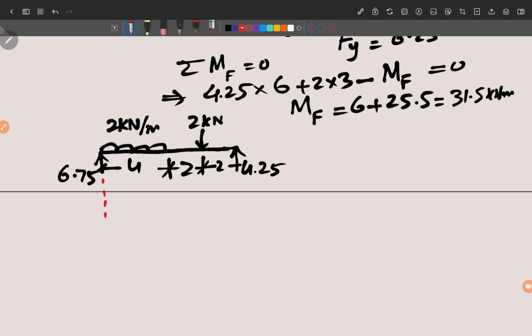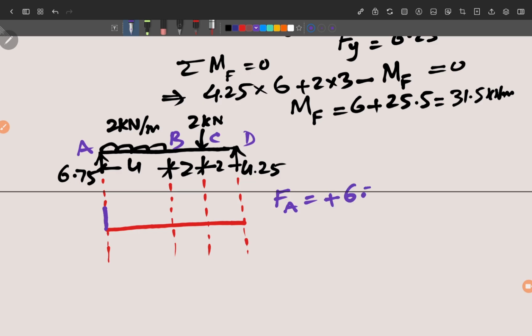We will take these reference lines to plot the values. Here is the axis X. Now we will substitute the values of these components here. So shear force, if we see here, 6.75 at your point A, which will go up 6.75, right? And if you see, this is your point A, this is B, this is C, and this is D. So shear force at A is plus 6.75.